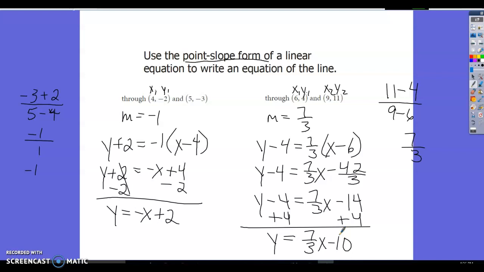And so that's it. We started with point-slope form, which is what it asks us to, and then we quickly turn that into slope-intercept form. Sometimes if it just says write an equation, you can stop here, but a lot of times they ask you to continue to write it in slope-intercept form. So I wanted to make sure I showed you how to do that.